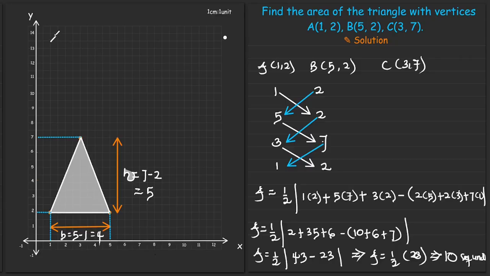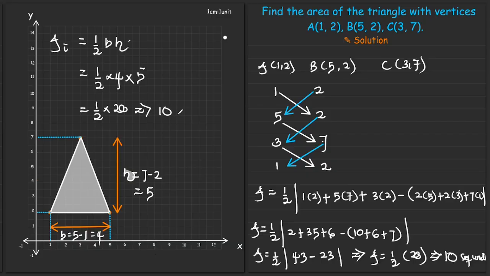So once again, the area of a triangle is simply half the product of the base and the height. And that is 1 over 2. The base is 4, so times 4, then times the height, which is 5. And that gives us 1 over 2 times 20, which is simply a 10 square units. And which is the same as what we had over here.